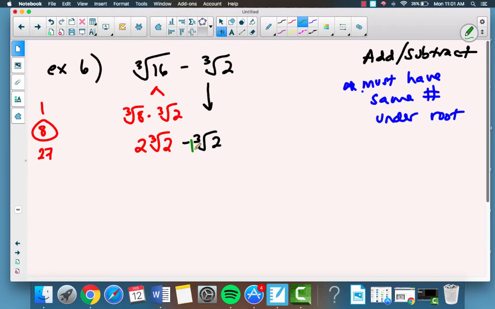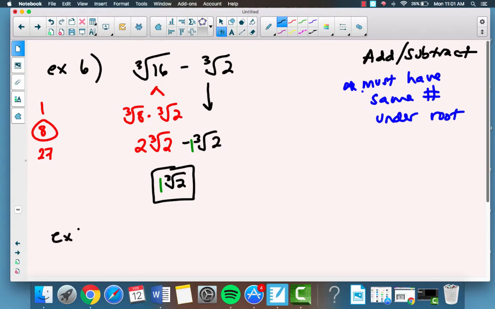So we're going to have 2 minus 1. Well, that's 1. And then we have the cube roots that stay the same. So kind of think of them as variables. Those aren't going to go away. You're just going to subtract the front numbers. So 2 minus 1 is 1, and then we keep the cube root of 2 at the end.